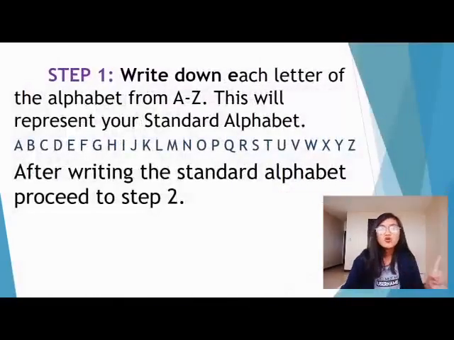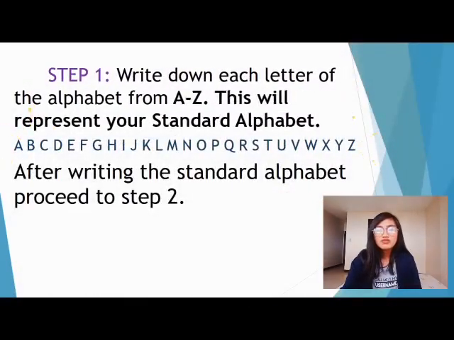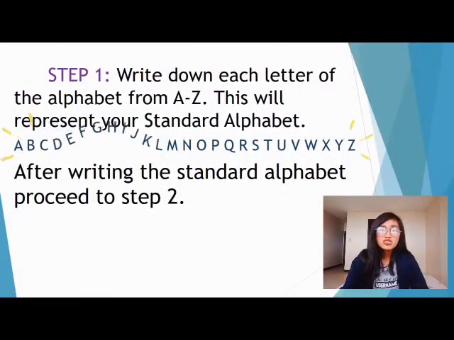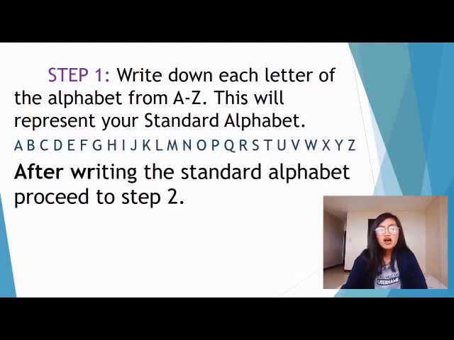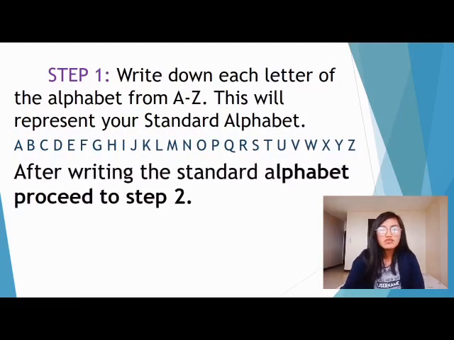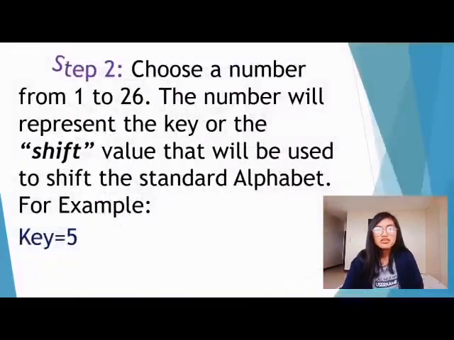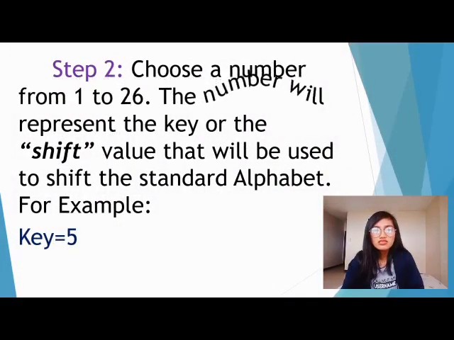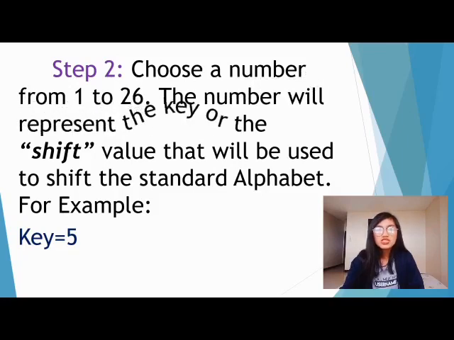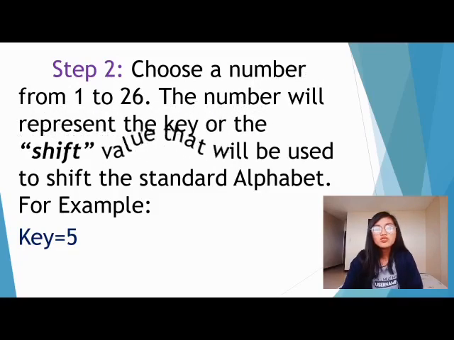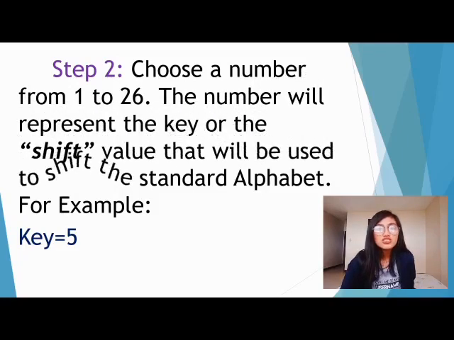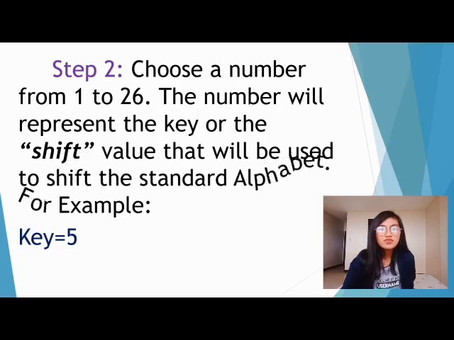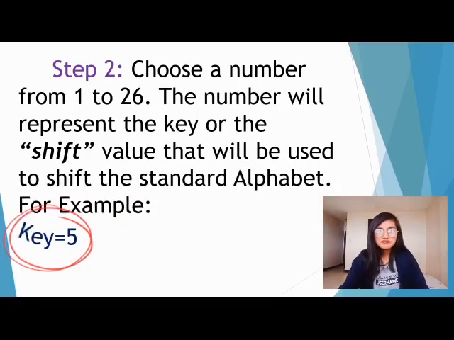First step, write down each letter of the alphabet from A to Z. This will represent your standard alphabet. After writing the standard alphabet, proceed to step 2. Step 2. Choose a number from 1 to 26. The number will represent the key or the shift value that will be used to shift the standard alphabet. For example, key is 5.